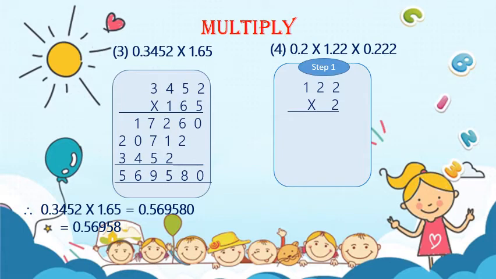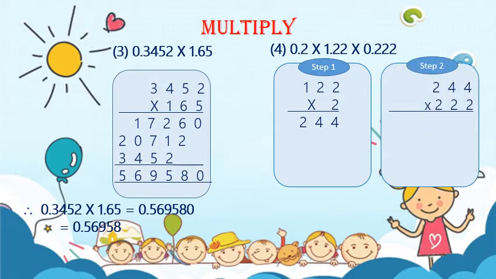So in the first step, let us multiply the first 2 decimal fractions which we have considered as whole numbers. So 122 multiplied by 2. So what do we get? We get 244. Now in the second step, we will keep this product that we get in step 1 as a whole number and we multiply this product by the third decimal fraction, which again will be taken as a whole number. So 222 multiplied by 244. So what do we get?